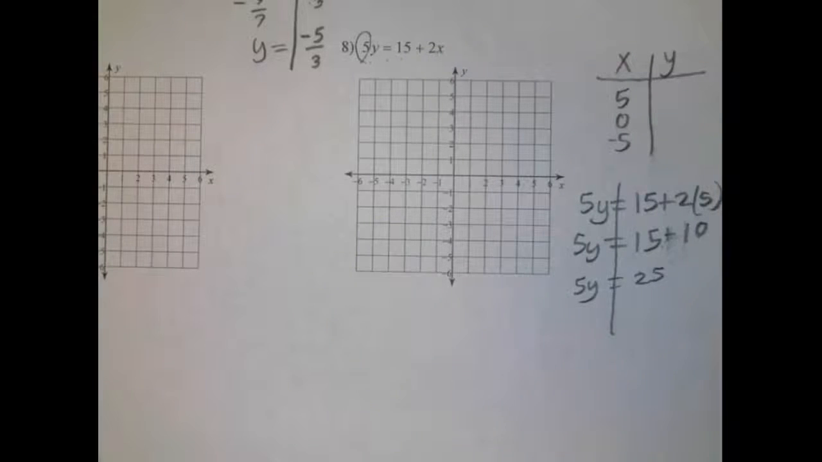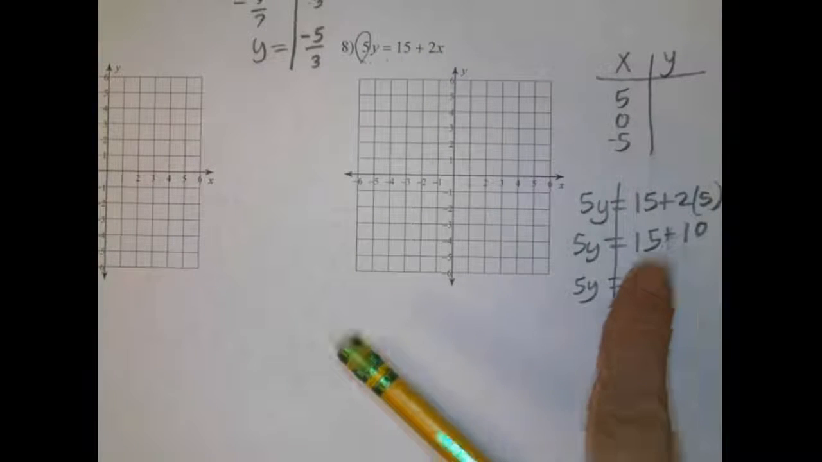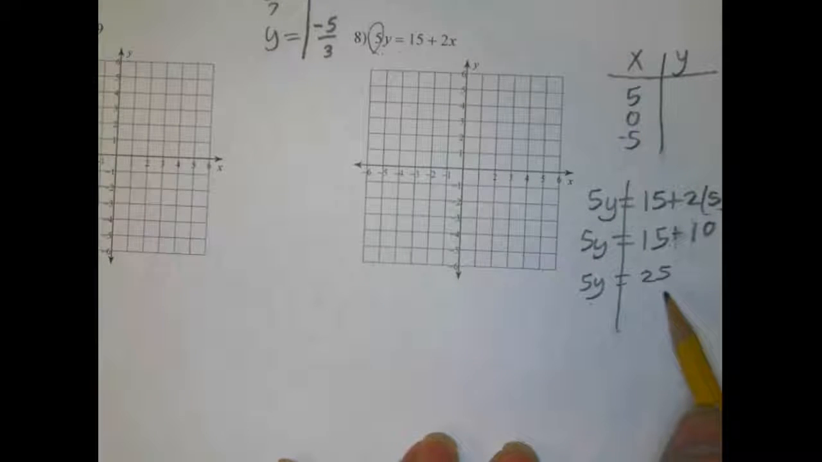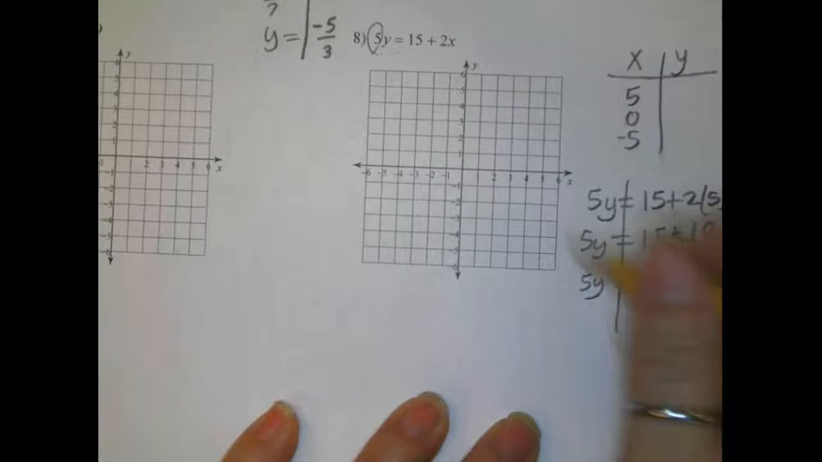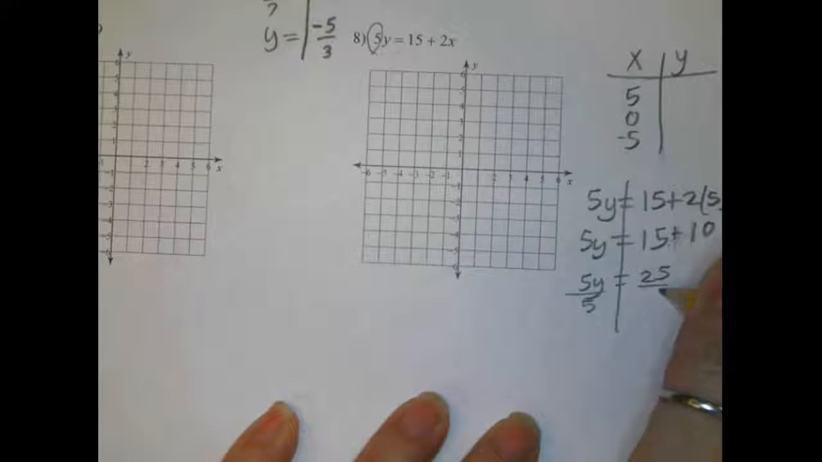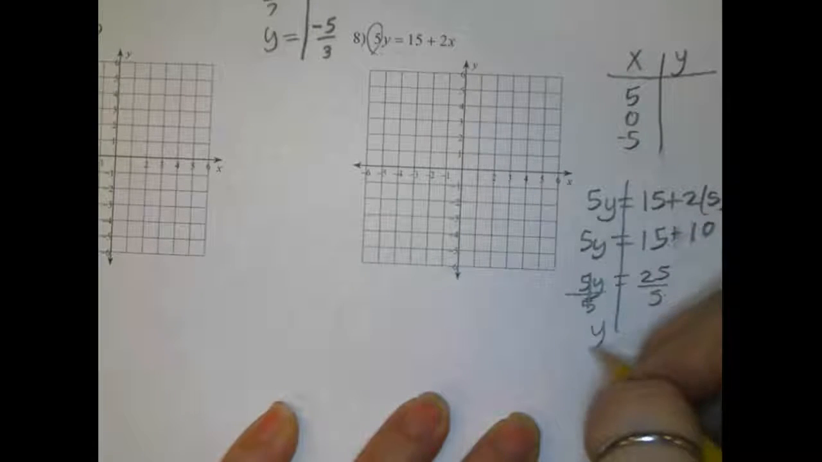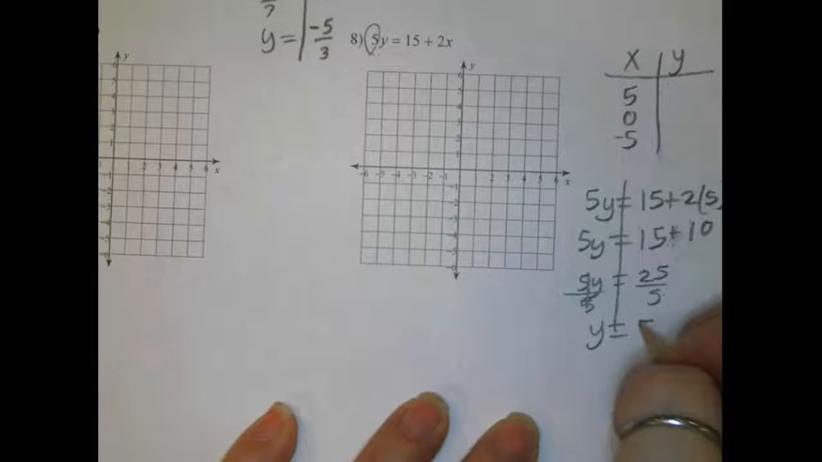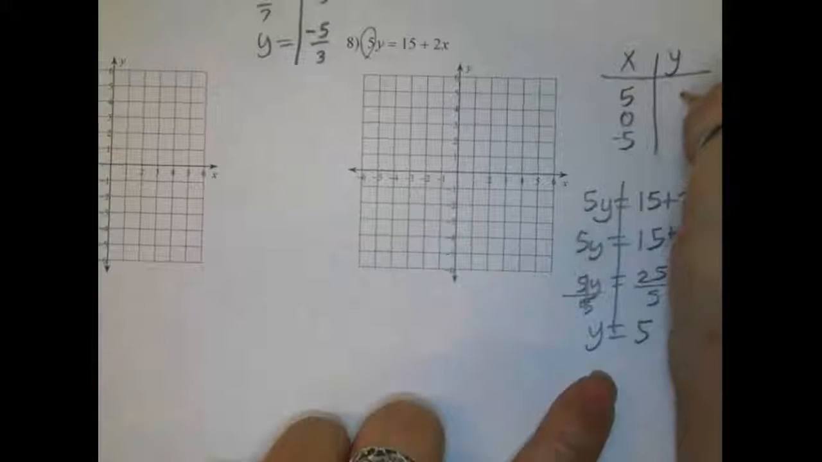Right, so that made it easy because it was already on that side. I just combined my like terms. Following that recipe that I have up there helped me out. So now I have 5y and 25, right? What do I do? Divide both sides by 5. What's 25 divided by 5? So when x is 5, y is also 5.